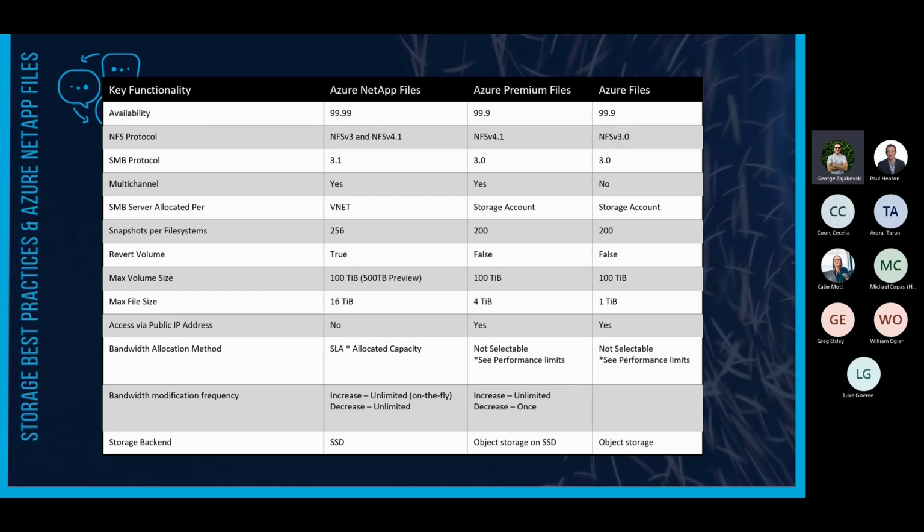You can see on the left hand column there that it supports NFS, SMB 3.1. It does all the multi-channel stuff. It's actually integrated in your VNet. You can have up to 100 terabytes per volume. If you have large file sizes and you want to use it for something like that, you can see there's a 16 terabyte maximum file size in any volume. And I guess the most important one there, the storage backend is all SSDs, right? Again, sub-millisecond latency. It is really, really fast.